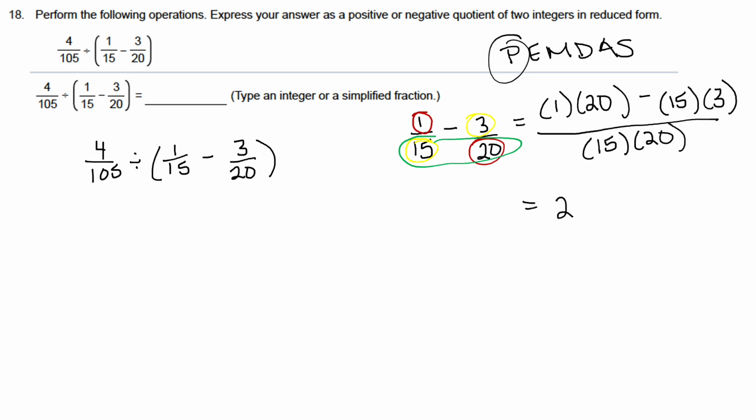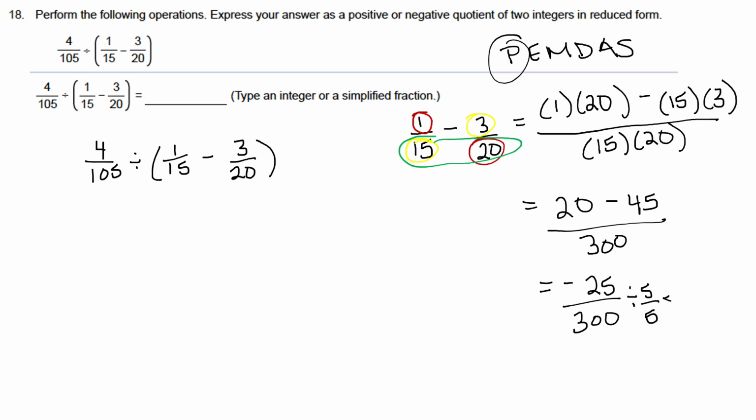So 1 times 20 is 20. 15 times 3 is 45. And 15 times 20 is 300. Then 20 minus 45 gives us a negative 25, and that's over 300. Now I can go ahead and simplify this part, and then I'll include it back in our original problem. So 25 and 300 are both divisible by 5. So I'll divide the top and bottom by 5.